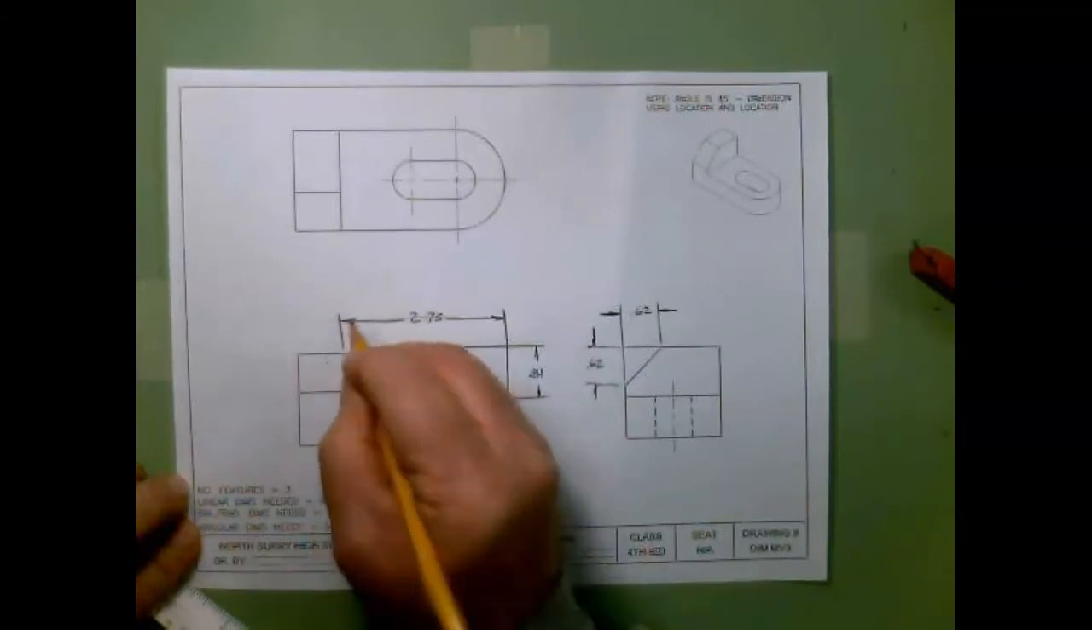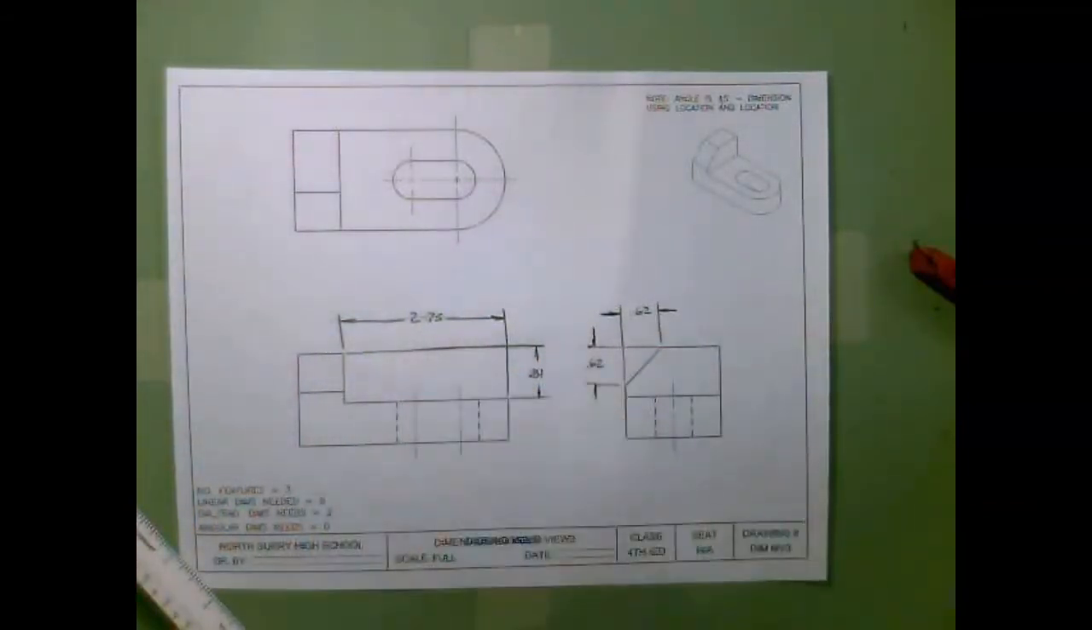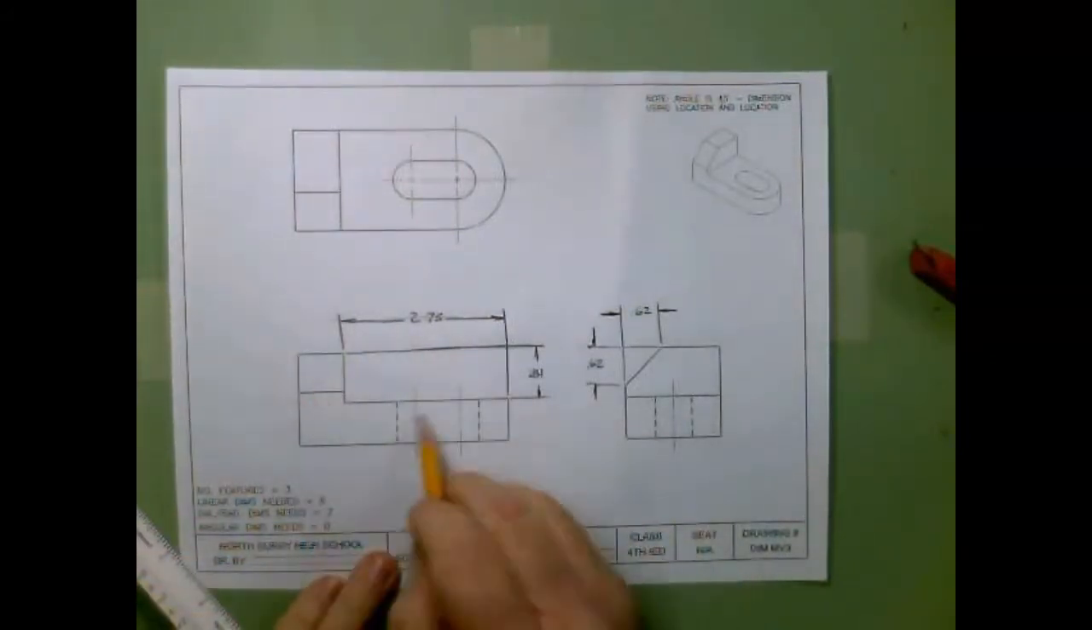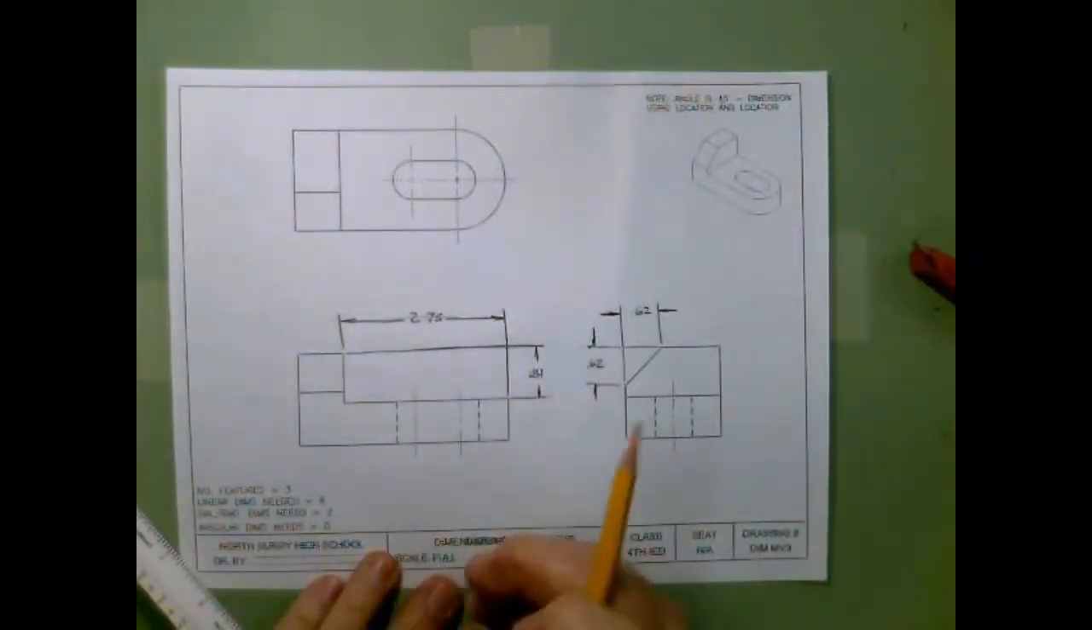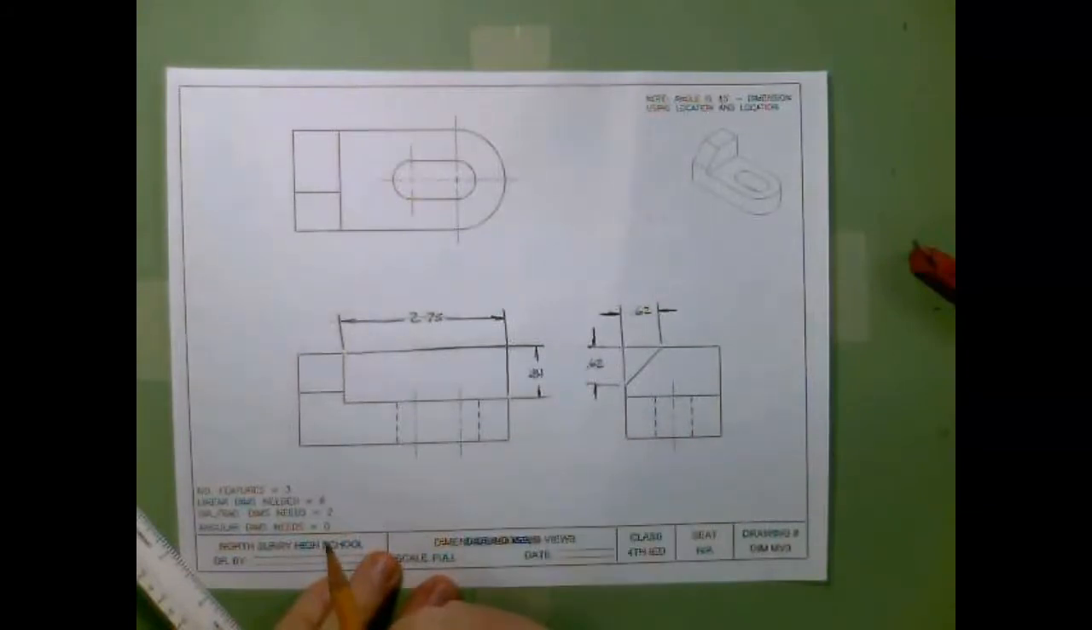Always dimension in the view that gives the best description of the shape. Okay, there we go. You say, well, the L's the shape. Yeah, but what did we do? We cut that away. Okay, so there's that.